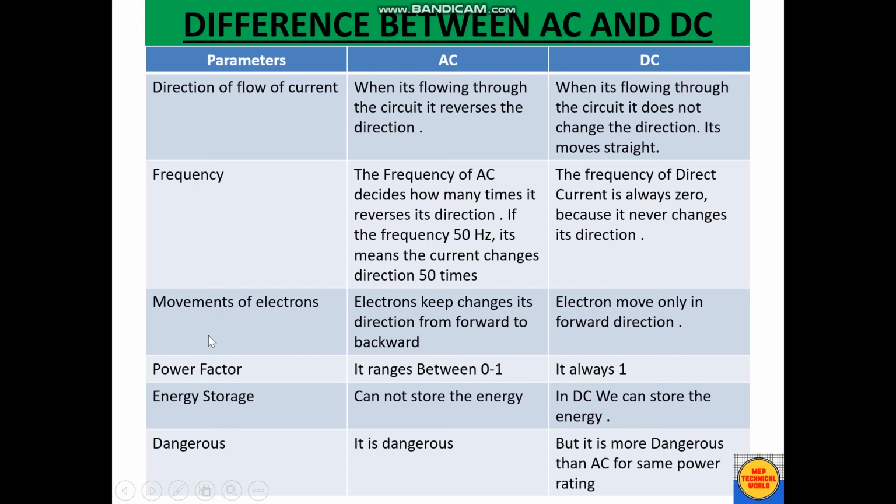Now come to another parameter, that is movement of electrons. Electrons keep changing direction from forward to backward in AC. However, in DC, electrons move only in the forward direction. Now come to another parameter, which is power factor. For AC it ranges between 0 and 1. However, the power factor of DC is always 1.